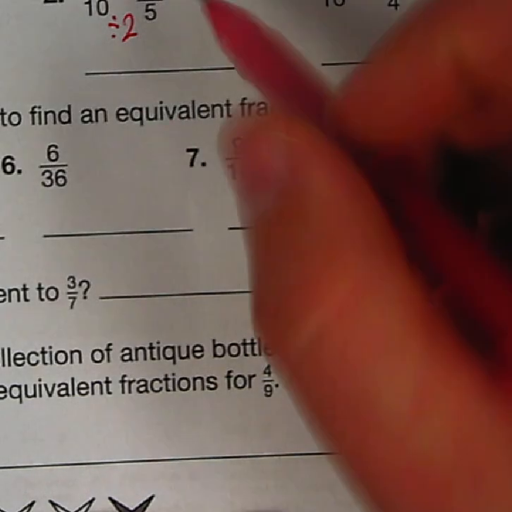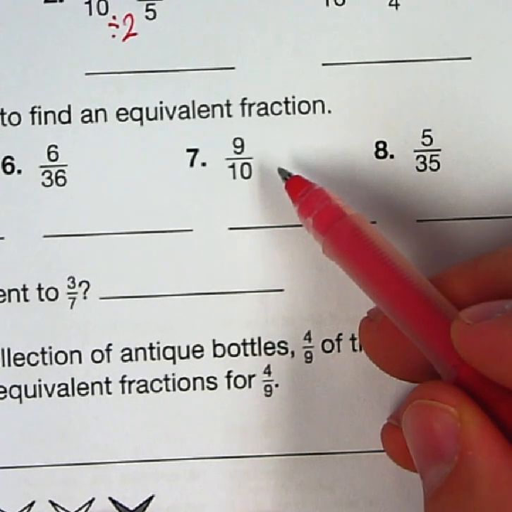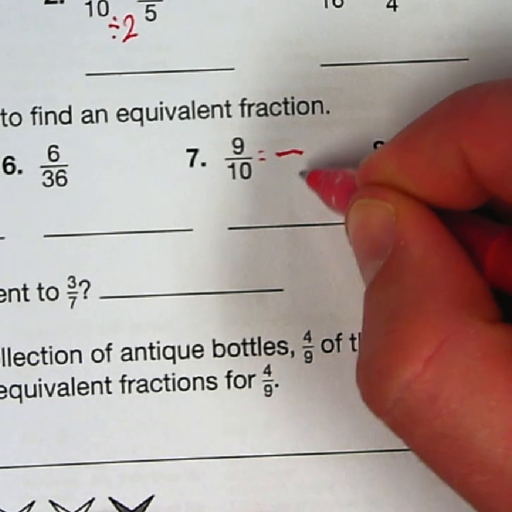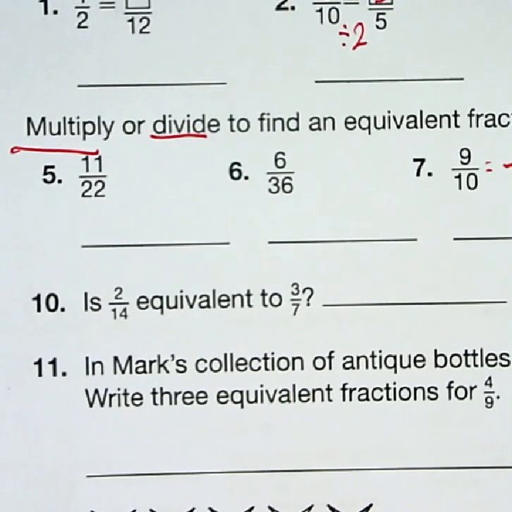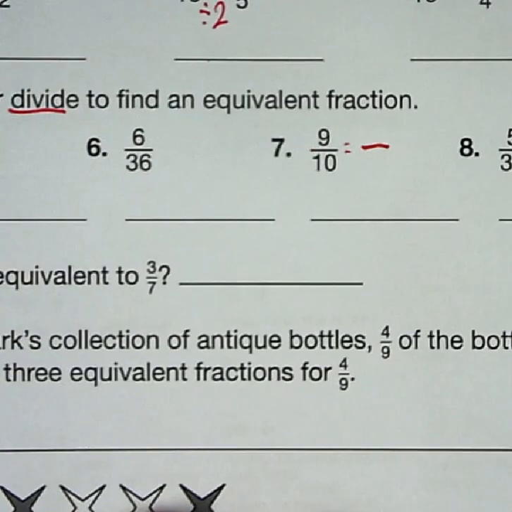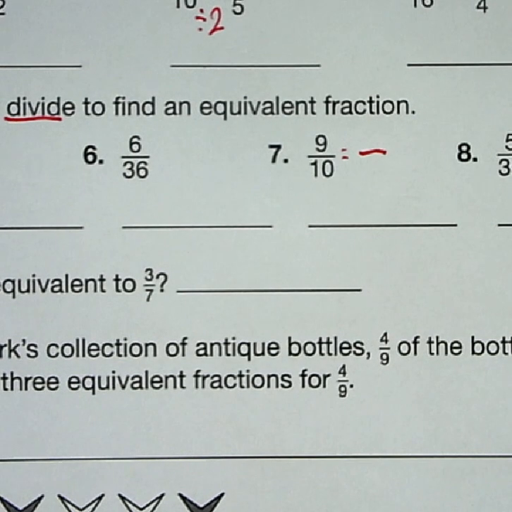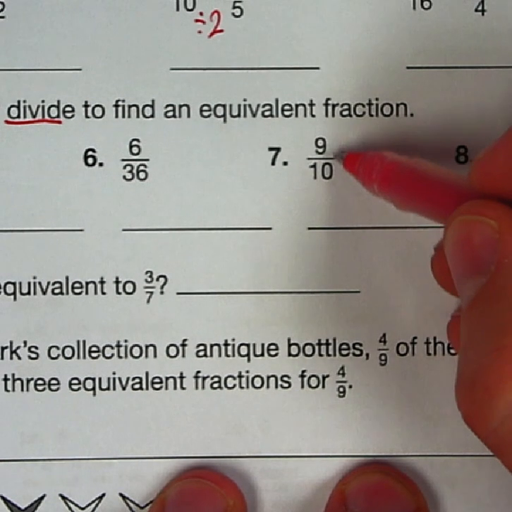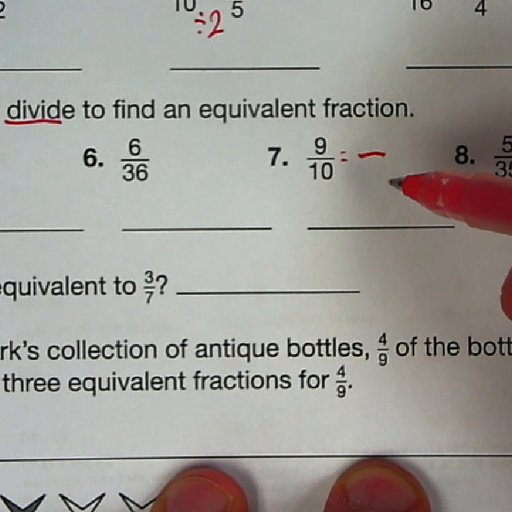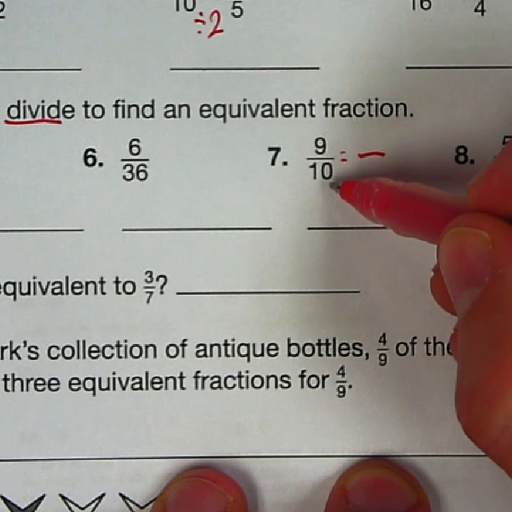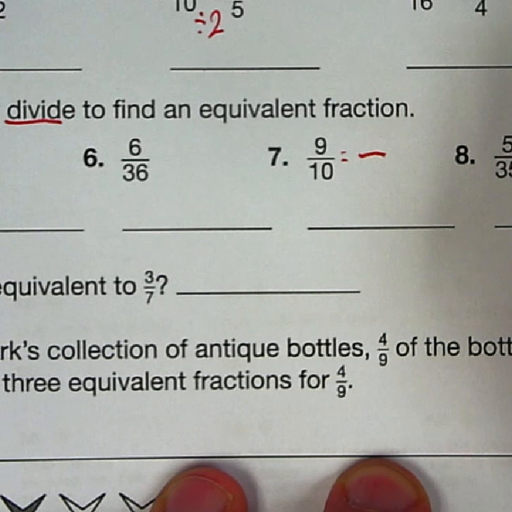Okay, on number 7, it did not give us a denominator or a numerator to figure out. So we're on our own. It says we're going to multiply or divide to find an equivalent fraction. So it's up to us to decide whether we're going to divide or multiply. So again, what we do to the bottom, we have to do to the top. All right, so we've got 9/10. With 9/10, I think we need to multiply on this one because we can't divide. There's not a common denominator here that we can divide by. So we're just going to go ahead and multiply.